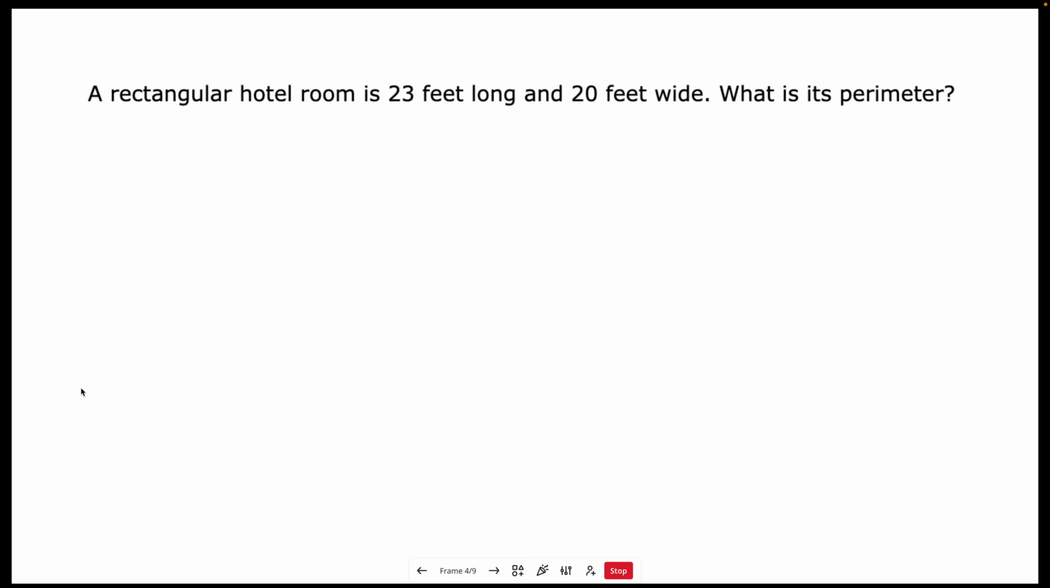Here we go. It says a rectangular hotel room, important there, rectangular hotel room is 23 feet long and 20 feet wide. What is its perimeter? 23 feet long, 20 feet wide, and we're trying to find perimeter. One of my favorite parts about teaching word problems, which a lot of students don't like, is that I always do it with terrible drawings. You can feel free to do your own terrible drawings, but I'm going to draw it real quick here.